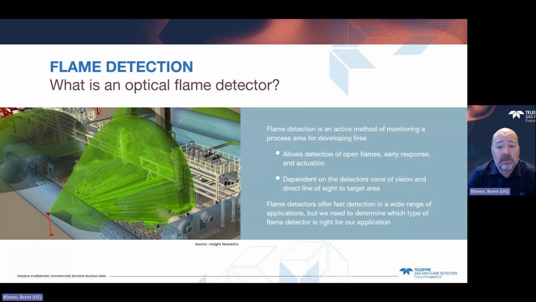It's dependent on the flame detector's cone of vision. You see the green on the screen, and the flame detector doesn't actually put out a green light like that, but we show that to give an idea. You can see what area we're monitoring by that green color, and it is a cone area. It's a direct line of sight. So the flame detector is a very fast method of detection, but we need to determine which is the right detector. Even though we're talking about IR3 detectors, there are a couple different types here, so we need to make sure that we get the right one.